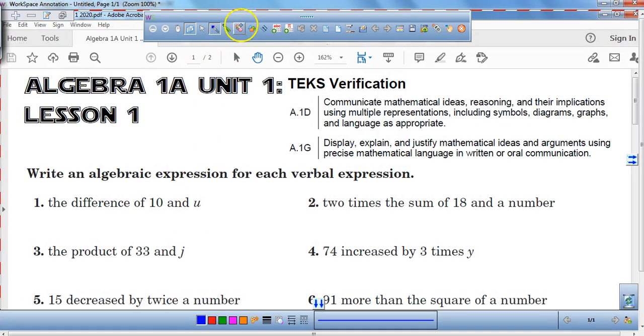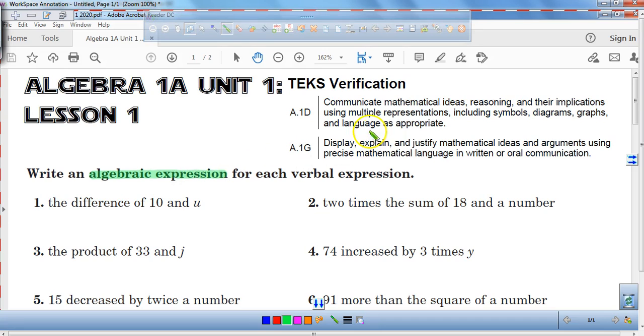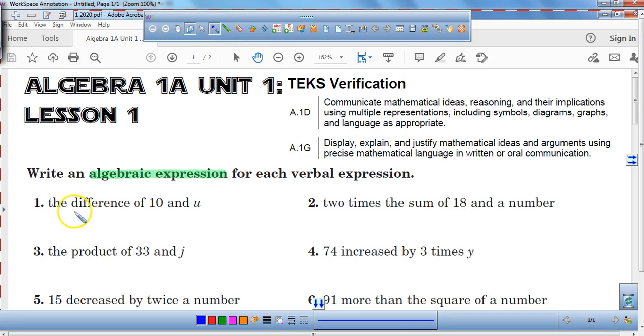So basically what we're going to be doing right now is figuring out, it says write an algebraic expression for each verbal description. So one of the things you have to understand is, what is the word difference? What does that mean? When you're talking about the difference between something, you're dealing with subtraction. So we're going to find the difference between 10 and u. So it's going to be 10 minus u.